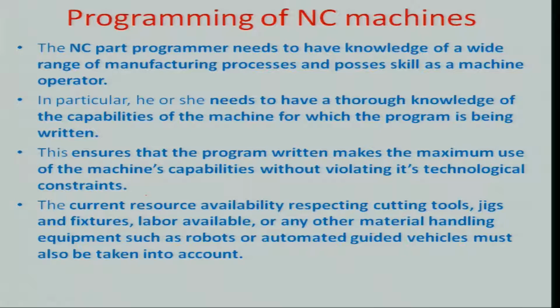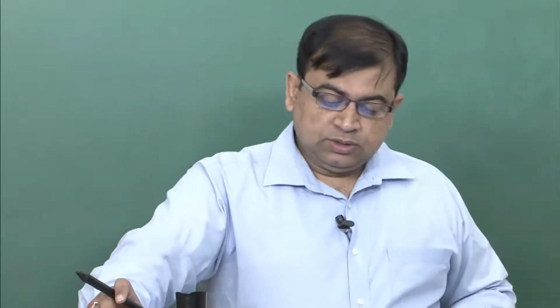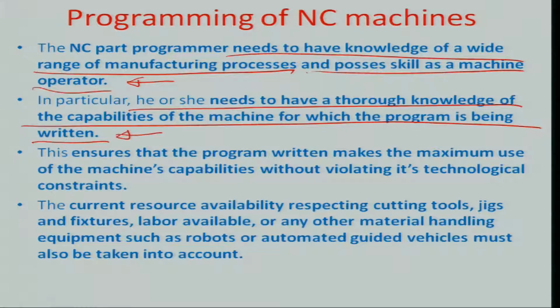So the NC part programmer definitely needs to have knowledge of a wide range of manufacturing processes, and should also possess the skill of a machine operator, so that you may be able to see some of the shortcomings of metal to metal machining processes which would otherwise occur in conventional tools. So she needs to have a thorough knowledge of the capabilities of the machine with which the program is to be written. For example, he needs to know what is the accuracy, what is the surface finish, or what is the accuracy within which you need to operate.